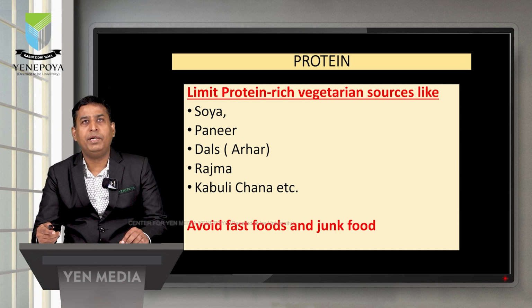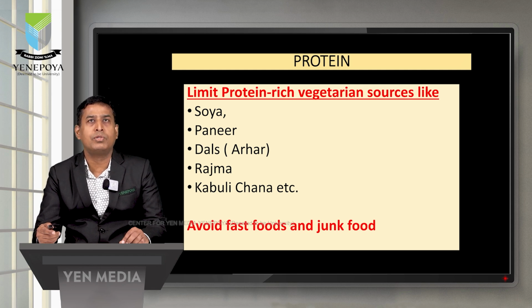It is advisable to limit protein-rich vegetarian sources like soya, paneer, dal, very particularly arhar dal, rajma, kabuli chana, etc. because all these also contribute to increasing the uric acid in the body. It is always advisable to avoid fast food and junk foods.